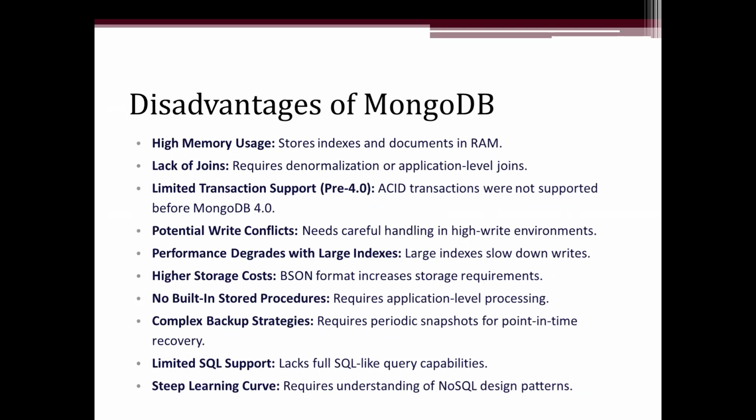Disadvantages of MongoDB include the following. It has high memory usage because it stores indexes and documents in RAM, which is unfortunate because it cannot be used in very large systems. And it requires higher storage costs.